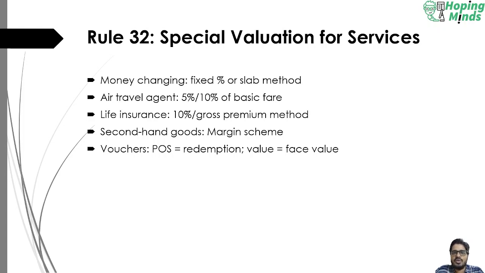Next we have Rule 32, special valuation for services. For services like money changing, a fixed percentage or slab method is used. For an air travel agent, 5% or 10% of the basic fare shall be the value of services. For life insurance, it will be 10% or the gross premium method. Then second-hand goods, the margin scheme, that we just discussed. Then for vouchers, the value will be the face value or redemption value.